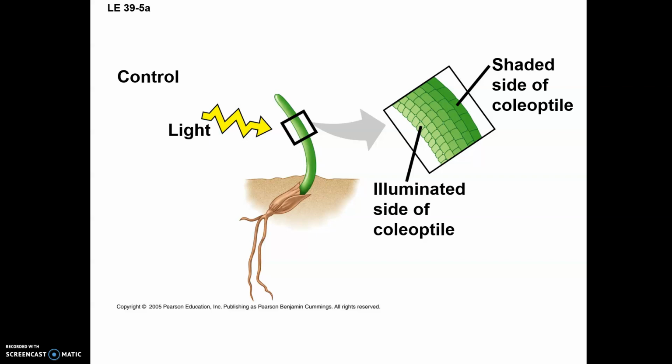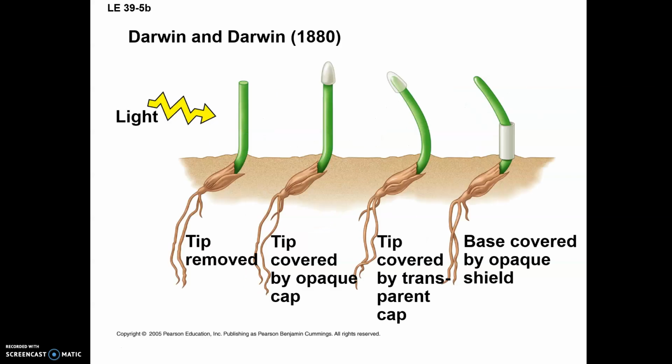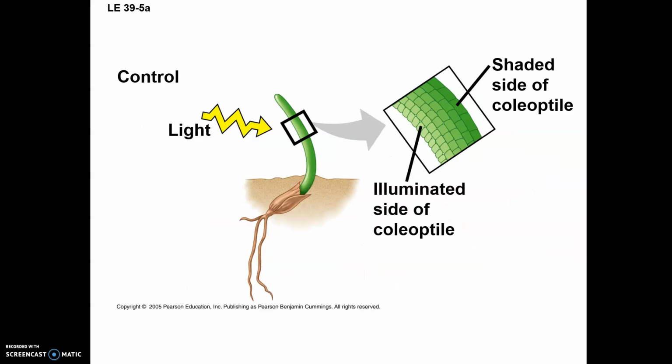So they designed an experiment in the 1800s, and they removed the tip, they covered the tip, and then they put on opaque covers. What they came to find out is that light inhibits the movement of a hormone called auxin, whereas on the shady side, auxin is allowed to move across from cell to cell.